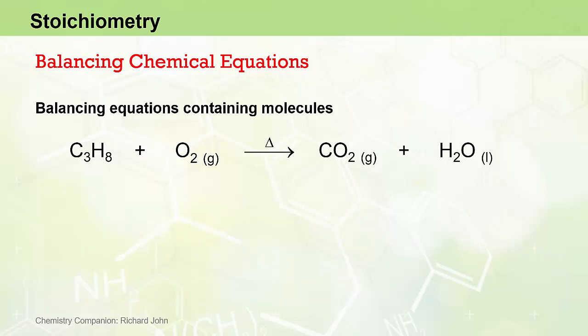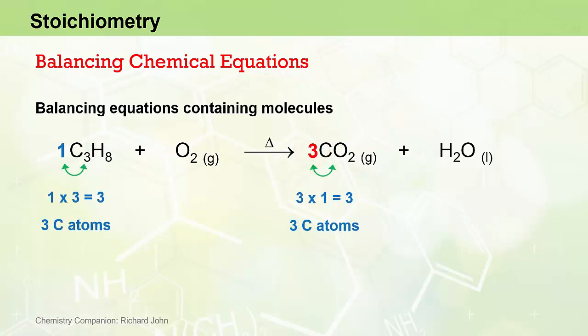So in this particular case, that means we're going to be balancing carbon first. We've got 3 carbons on the left-hand side and only 1 carbon on the right-hand side. So in order to balance the carbons, I'm going to put a big 3 in front of the carbon dioxide, which gives me 3 times 1 carbon atoms on the right-hand side, and that's good because it matches the 1 times 3 carbon atoms that we've got on the left-hand side. So now 3 carbon atoms on each side.